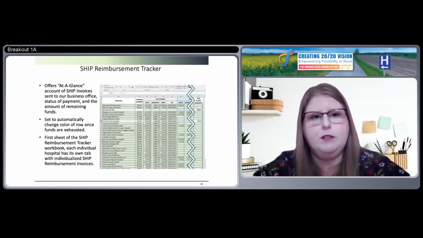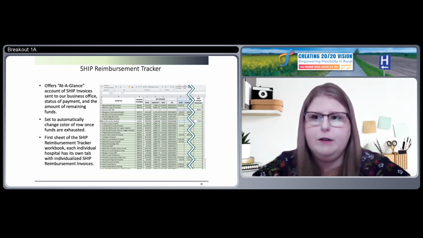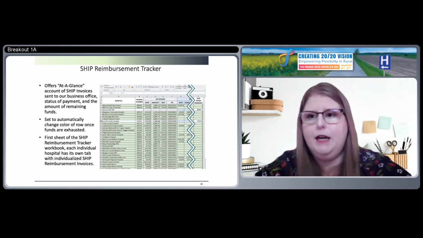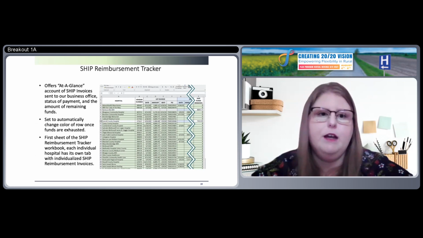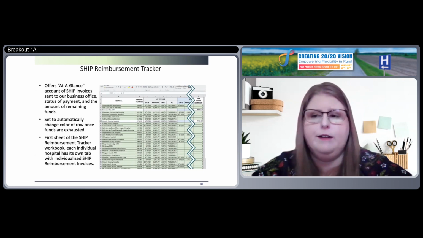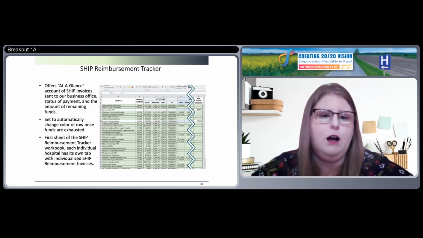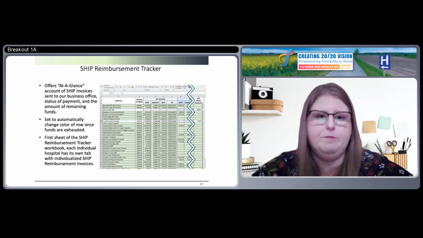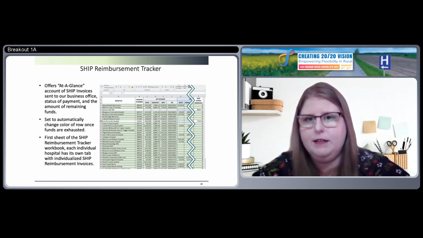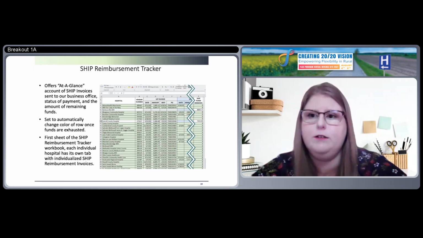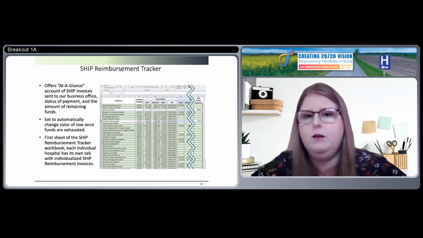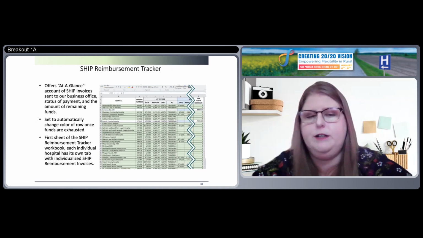And this is the reimbursement tracker. It offers an at-a-glance account of all the invoices that have been sent to UK, what the status of the payment is, how many funds they have left. She has it set up so that it automatically changes colors once all the funds are expended for a certain hospital. Really cool spreadsheet, and that helps her keep track of where everybody's at, and if they have money left to be spent, she can reach out and make sure they're going to spend that down. I know I went through those pretty fast, but if anybody has questions or wants a copy of those, Lisa's happy to share.